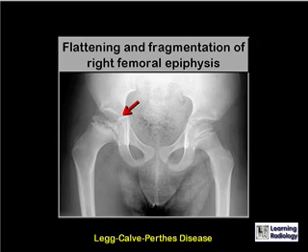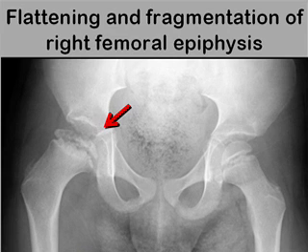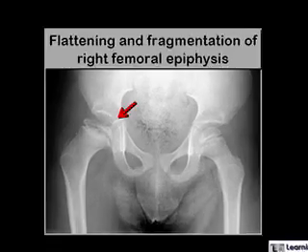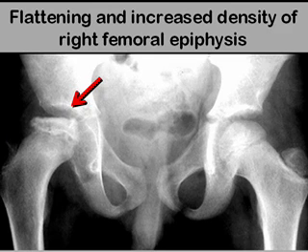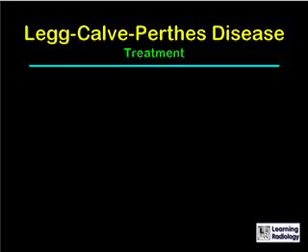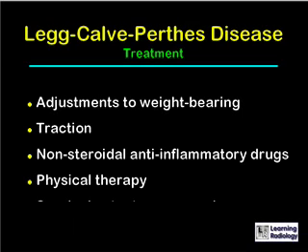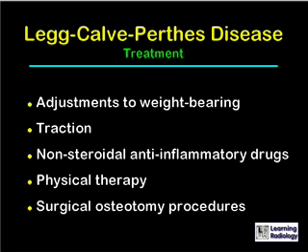Here's an individual with a more advanced case of Legg-Calvé-Perthes disease in which there is flattening and fragmentation of the right femoral capital epiphysis. And in this kitty, there's flattening and increased density of the capital femoral epiphysis on the right side. Treatment includes adjustments to weight bearing, traction, non-steroidal anti-inflammatory drugs, physical therapy, and sometimes surgical osteotomy procedures.